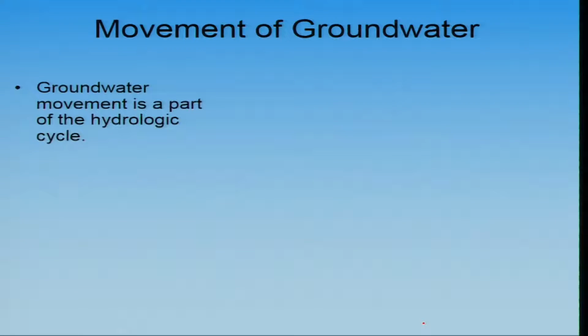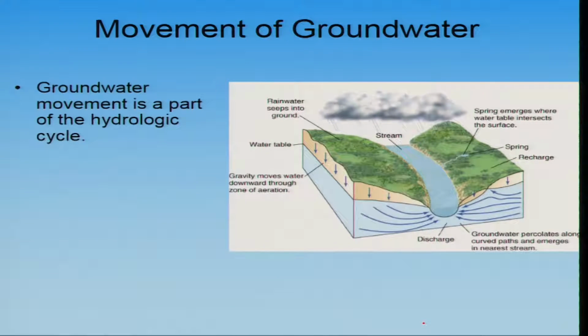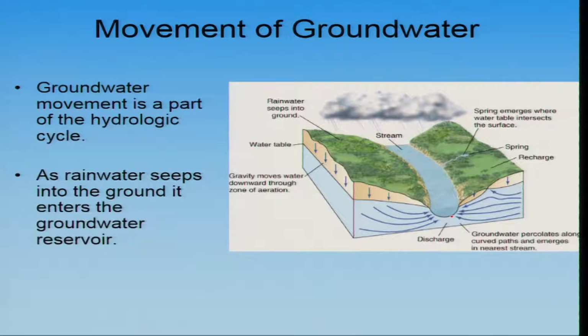Now, movement of groundwater. Groundwater movement is a part of the hydrological cycle. So, you have precipitation or rain, and then it percolates down below the surface and finally reaches the drainage or the stream which is flowing. The rainwater seeps into the ground and enters the groundwater reservoir, which is the zone of saturation.